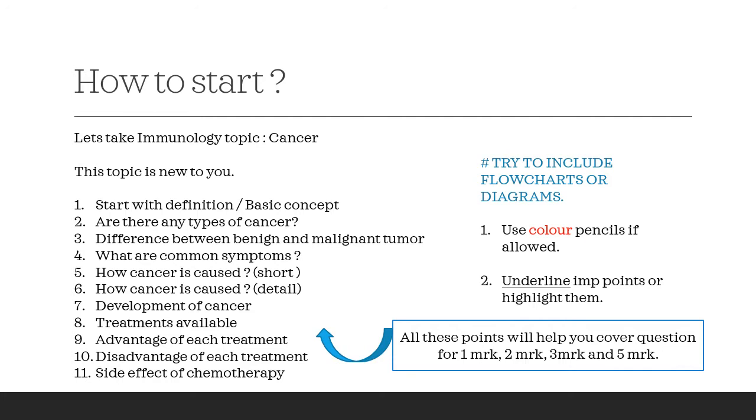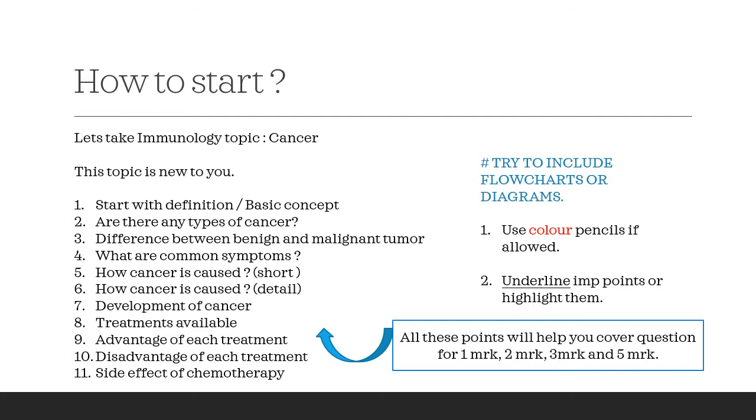So what are the types of cancer, then what is the difference between benign and malignant tumor? There are two types of tumors mostly found in cancer. You need to know the structure, then how they develop. What is the difference between these two tumors? A video for this is already uploaded on my channel, so you can go check out the diagrams and the differentiating points for benign and malignant tumor.